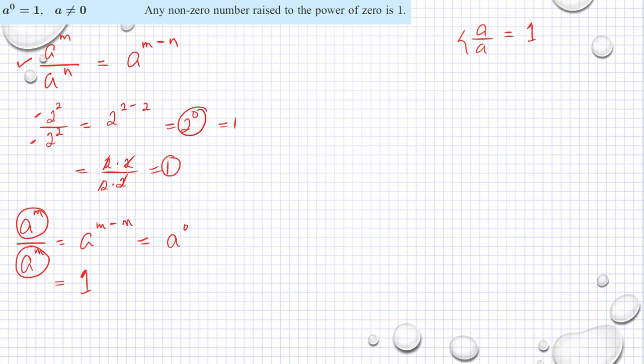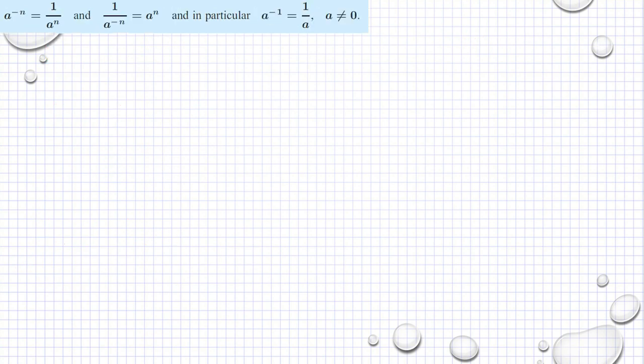And then the last law that I'm going to discuss is this one: negative exponent. If we have a negative exponent, it is equal to that one. Or the other way around, 1 divided by a raised to a negative exponent will become a raised to a positive exponent. Okay, we will try to do an example.